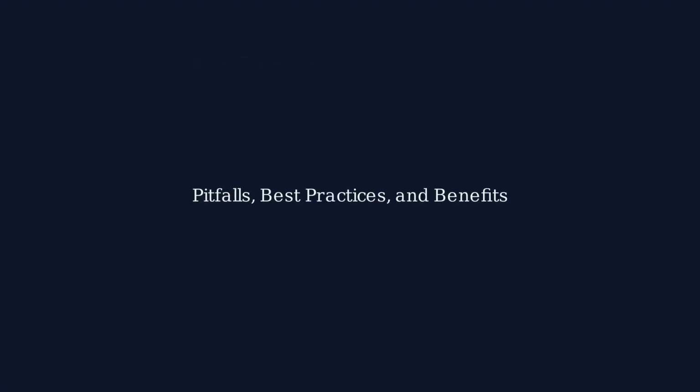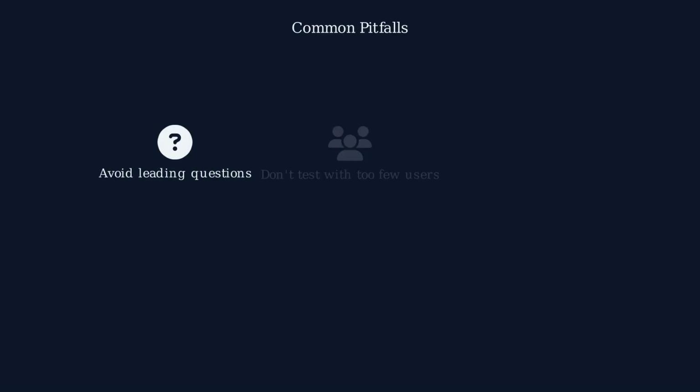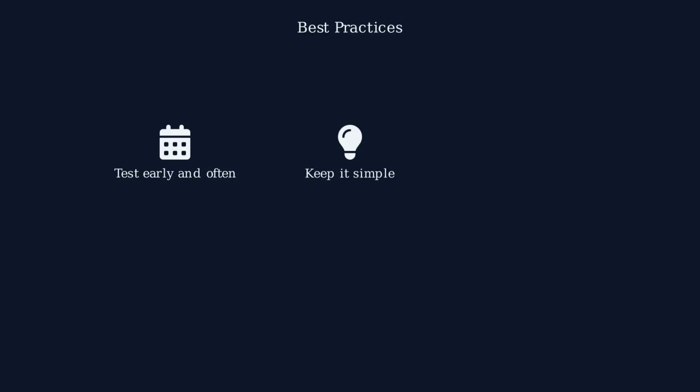When conducting usability testing, it's important to avoid common pitfalls that can skew your results. Leading questions can influence users to respond in certain ways. Testing with too few users misses key issues, and ignoring the context of how users actually interact with your product leads to unrealistic findings. To get the most out of usability testing, follow these best practices. Test early and often throughout development to catch issues before they become costly. Keep your tests simple and focused to avoid overwhelming participants. And always prioritize the user's perspective, observing their natural behavior rather than assuming what they think.